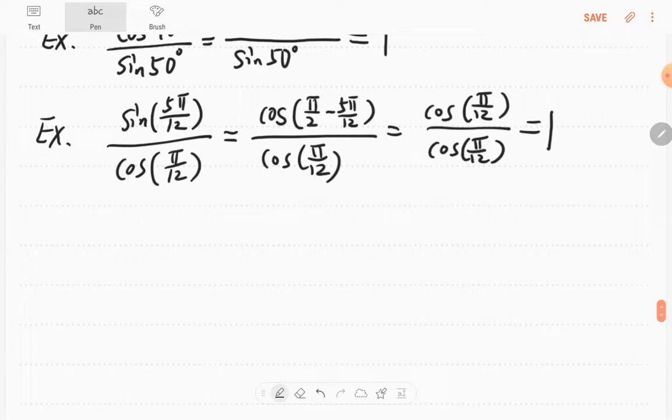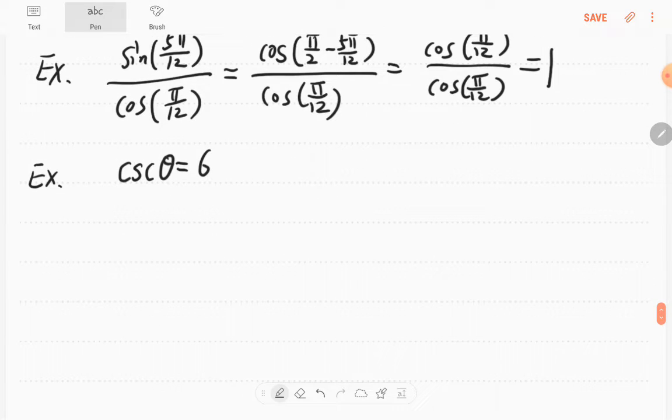So sometimes it's useful to simplify your calculation. Let's look at this one. If we have cosecant theta equals 6, we want to know the first thing, what is sine theta? Sine theta, we know it's equal to 1 over cosecant theta, right? So this is 1 over 6. It's the reciprocal identity.